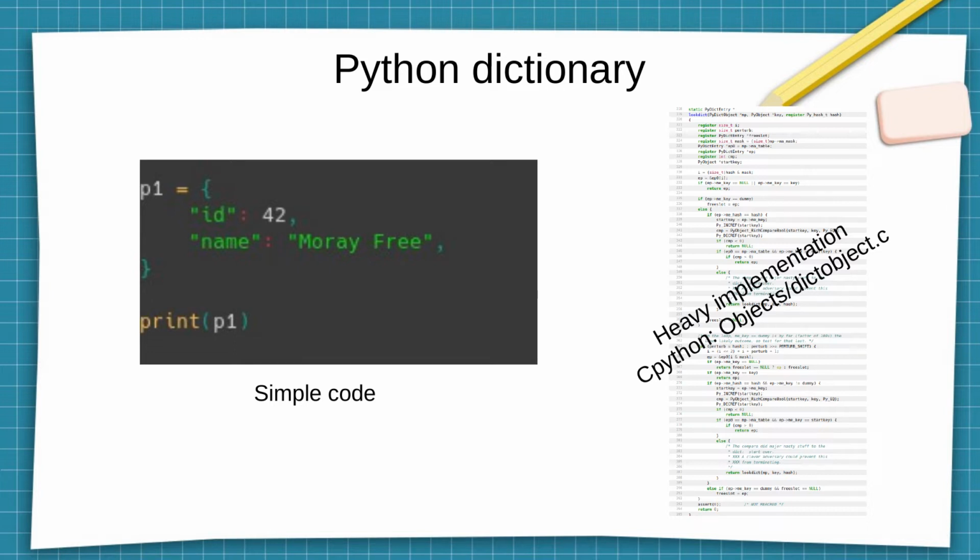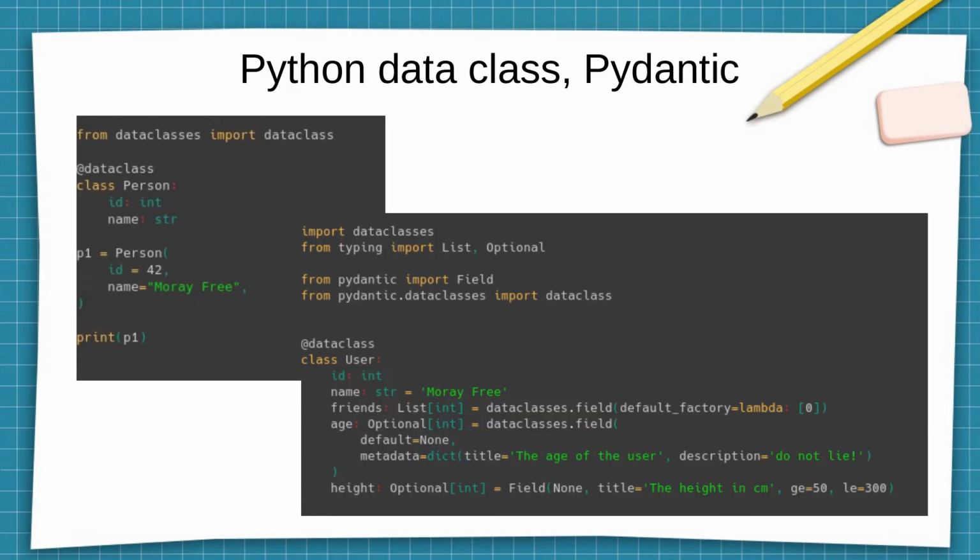But when you address a key, there is a significant amount of work done behind the scenes. Python dictionaries use a hash table algorithm with open addressing to resolve hash conflicts. There are some more advanced techniques like data classes and frameworks like Pydantic. There are a lot of tutorials on them, so I just mention it here.